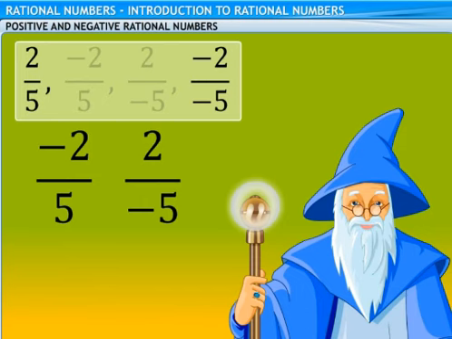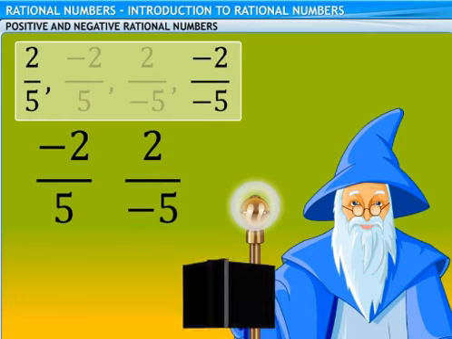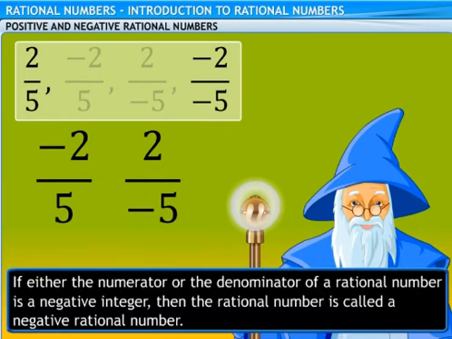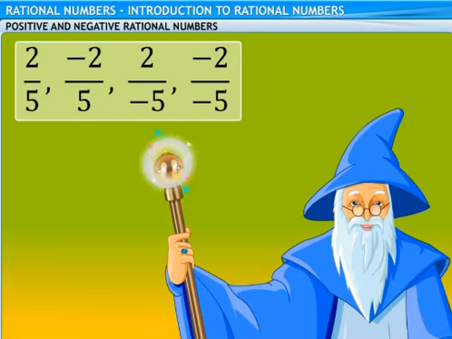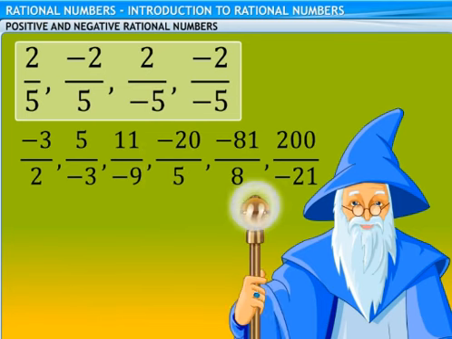Now consider these two numbers, minus 2 divided by 5 and 2 divided by minus 5. If either the numerator or the denominator of a rational number is a negative integer, then the rational number is called a negative rational number. Here are some more examples of negative rational numbers.